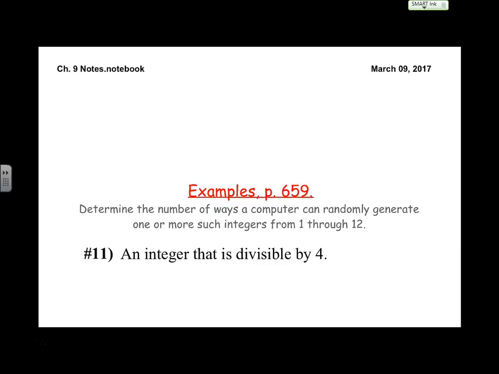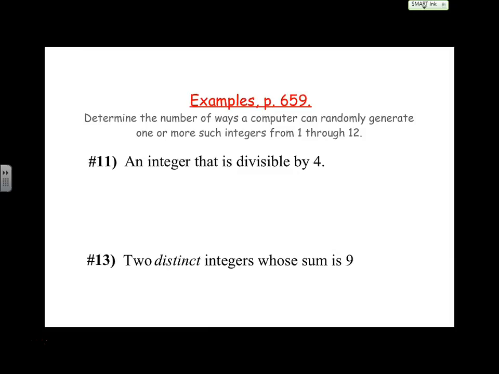Determine the number of ways a computer can randomly generate one or more such integers from 1 through 12 such that an integer is divisible by 4. Now, the highlighting, the number of ways. Is this a fraction or a percentage? And the answer is no. We haven't covered any formulas. We haven't covered any fundamental counting principles. So I'm assuming this is something that we can think about and count up.